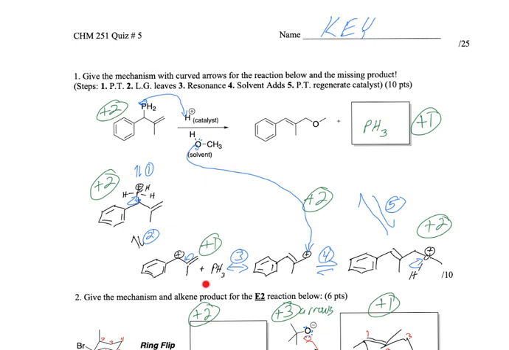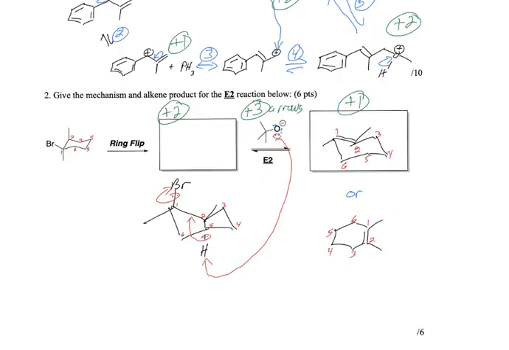And the other thing you made along the way was this PH3. That's what you made. And for the second one, E2 reaction. I tell you, you have to do a ring flip. We should know already they have to do that because bromine is equatorial. It needs to be axial, right? So I do the flip. So I pull this up, pull this down.